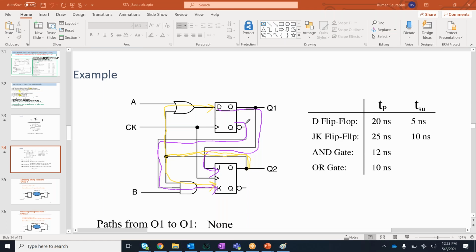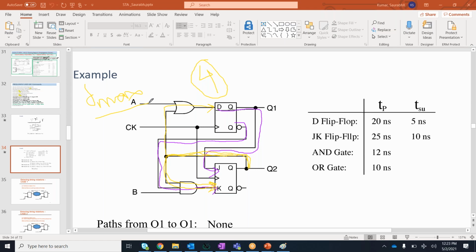So in that way, if I assume this same flip flop acting as a launch and capture, the total raise to raise paths for this circuit is 4. Now you know that we have 4 paths, and I have to find the maximum frequency for this circuit.